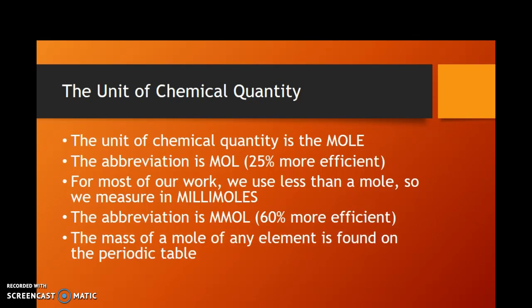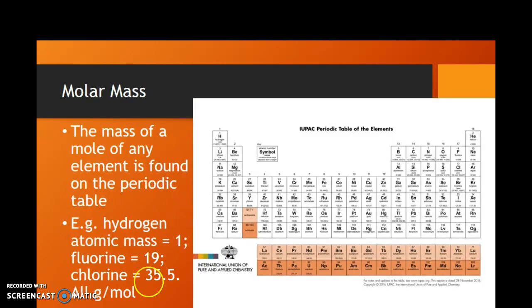The mass of a mole of any element can be found on the periodic table. We'll take that for granted for the time being. Here is the IUPAC, International Union of Pure and Applied Chemistry, periodic table of the elements. And this is from 2016. This is copyrighted. The mass of 1 mole of any element is found on the periodic table.